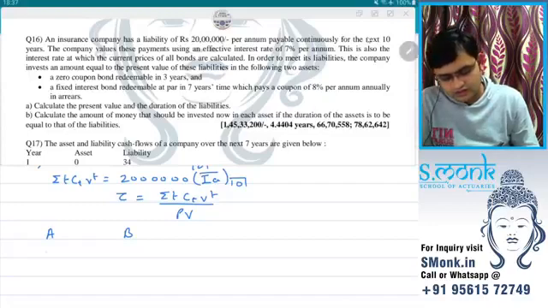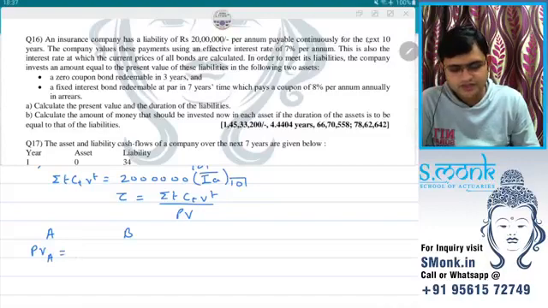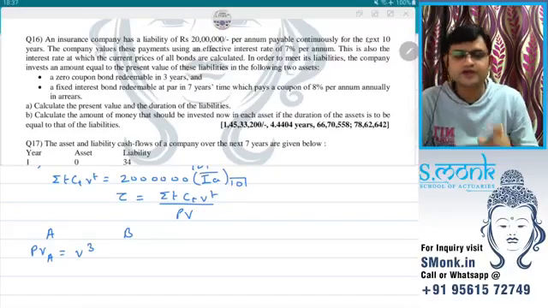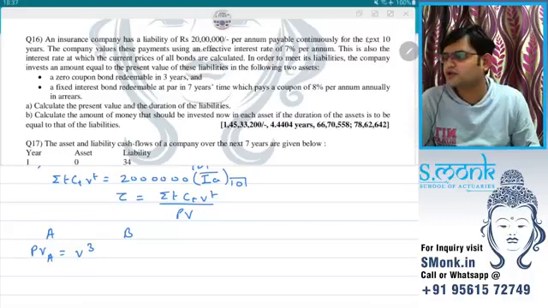the present value for that bond, present value of A is how much? It will just be 1 V raised to 3 because we are assuming a 1 rupee bond. This is the price that we are talking about.